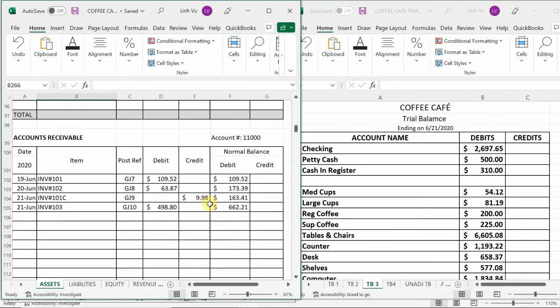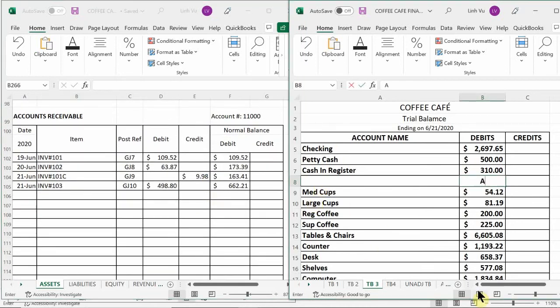What about my accounts receivable? 662.21. Hold on, I typed something. I don't know where I put it. Oh, okay, I see. Accounts receivable is for 66221. Yeah, 622. No, 66. See, 66221. Okay.